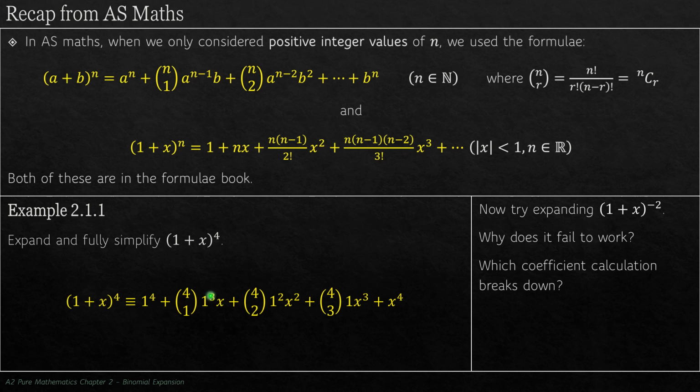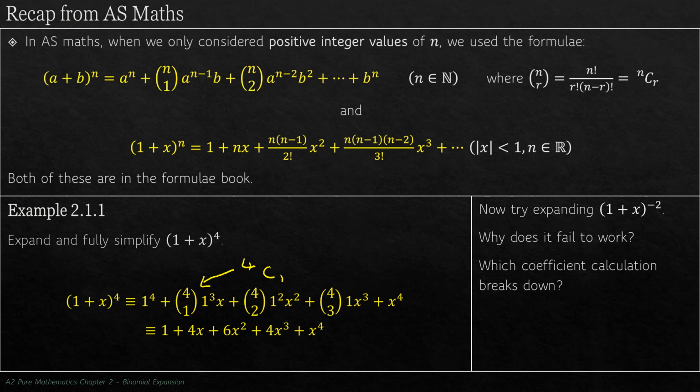Just remember that these powers here do add up to the power on the bracket. So we've got 2 and 2 there, I've got a power of 1 and 3 there. So in all cases that is adding up to that value there. And then we've got this 4C1, which, just to remind you of the notation, you might have seen it like that.